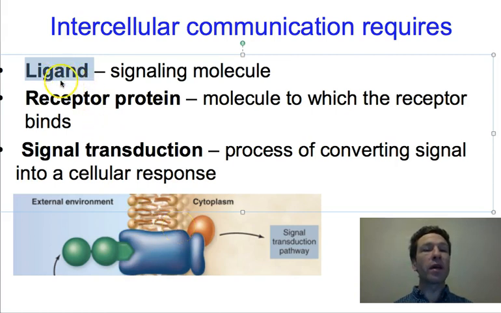Finally, when the ligand attaches to the receptor, then we need some way for a signal to be sent. So once it is attached here, something is going to need to happen inside the cytoplasm so the cell can respond appropriately to the ligand.